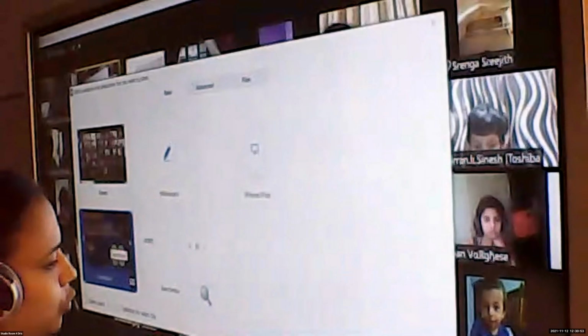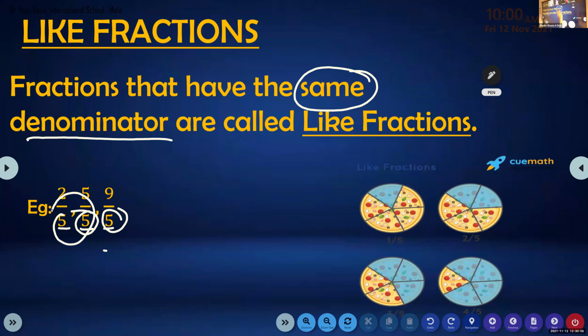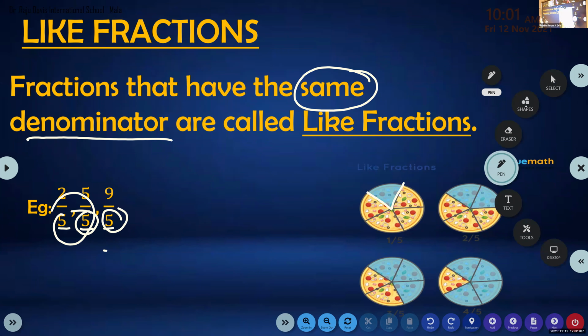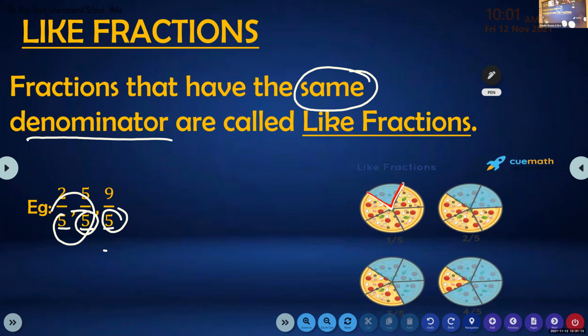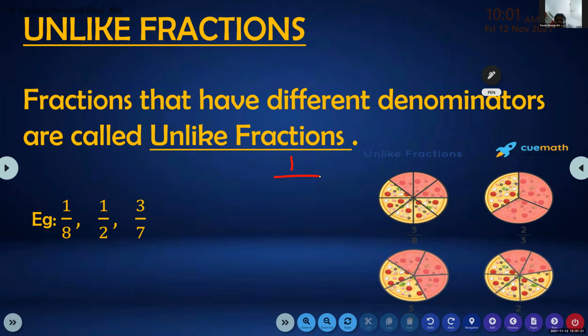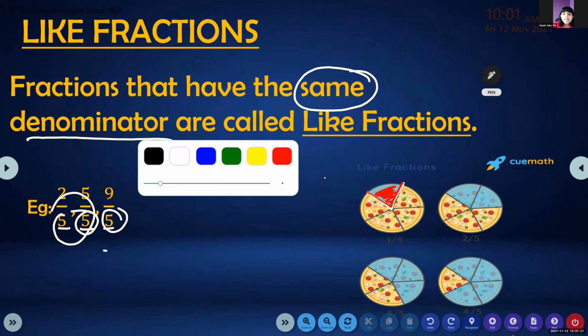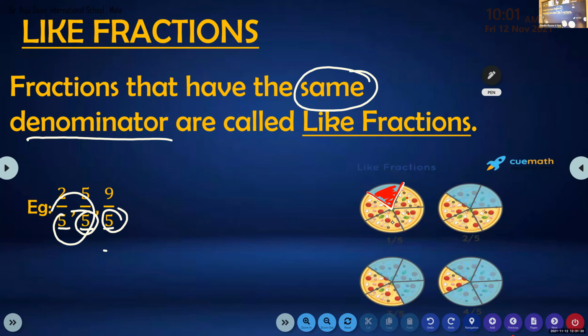Now listen here, children. Can you see the picture here? This is a pizza. The shaded blue part is the part you are going to get. Now, can you tell me the fraction for this? You got only how many pieces? One piece. 1 by 5. 1, 2, 3, 4, 5. So we can write here 1 by 5.